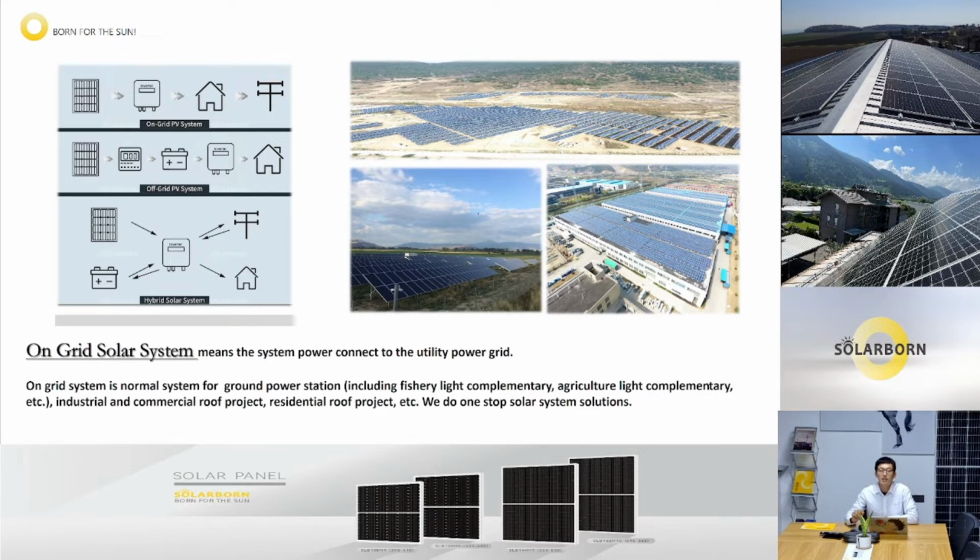At present, this kind of system is normally built for ground power stations, like fishery-solar complementary, agriculture, and general ground systems. It is also built for industrial and commercial rooftops, residential rooftops, different kinds of rooftops. For on-grid, the system can be connected to the state grid, but it cannot store the power.